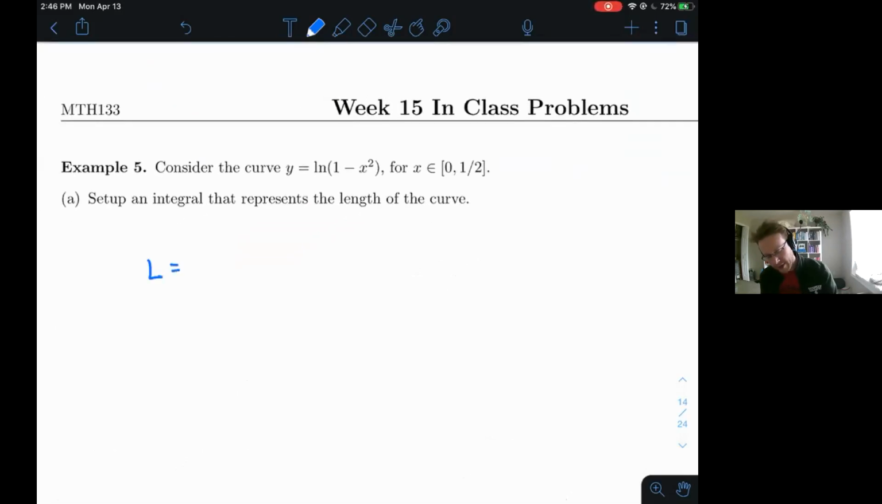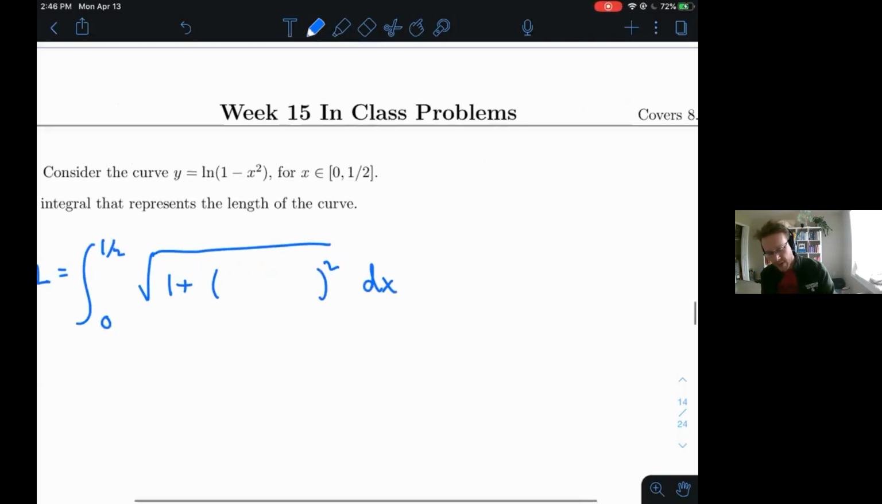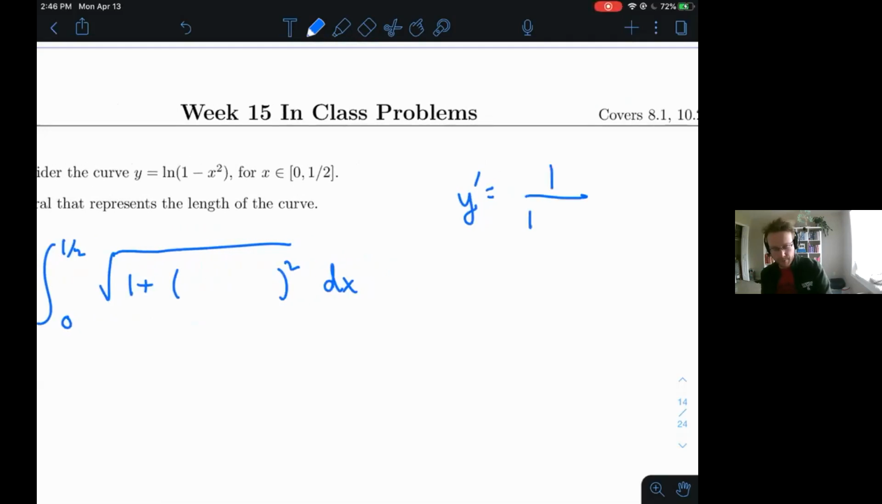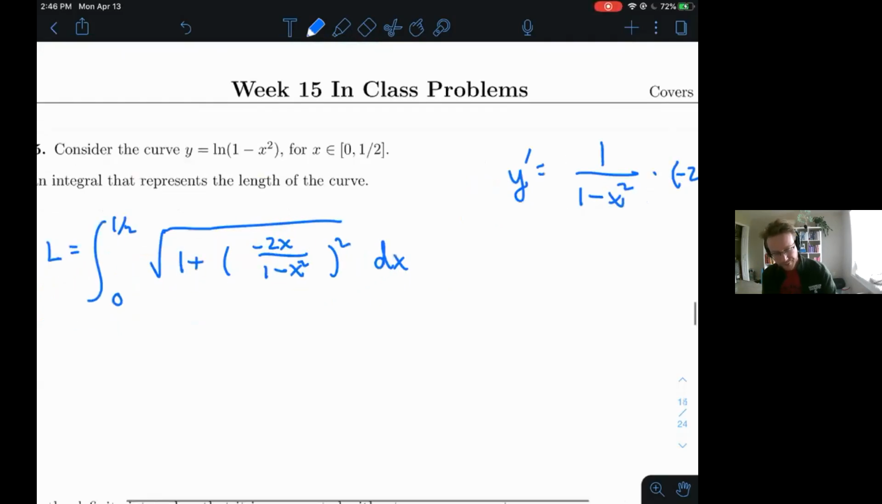So arc length is given by the integral. Looks like we have x's and they go from 0 to 1/2. We have the square root of 1 plus the derivative quantity squared with respect to x. So that's what y is. Let's take the derivative here. The derivative of the natural log is going to be 1 over the inside. Then we need to multiply by the derivative of the inside, which is going to be negative 2x. And so we have negative 2x divided by 1 minus x squared.